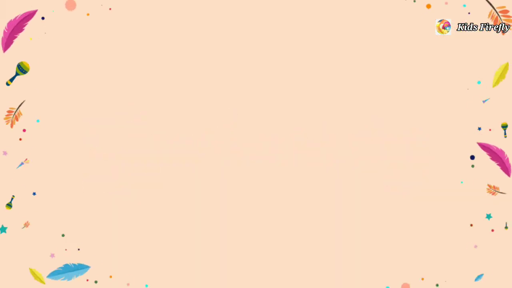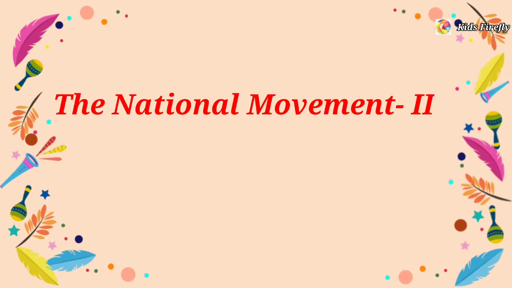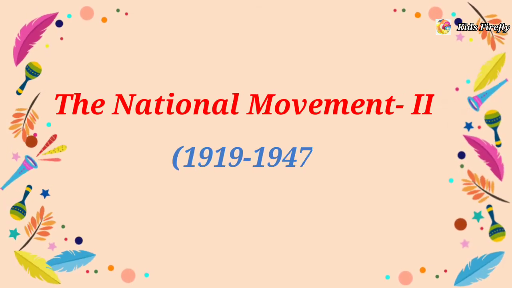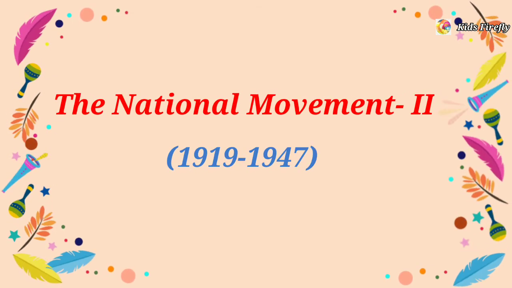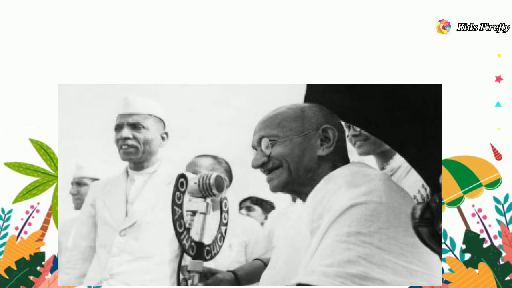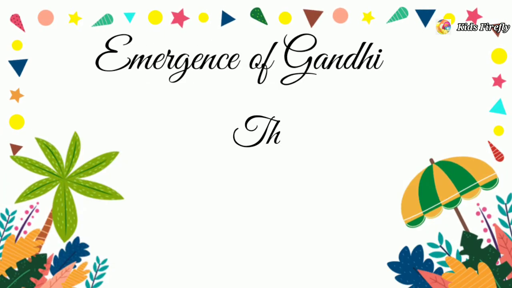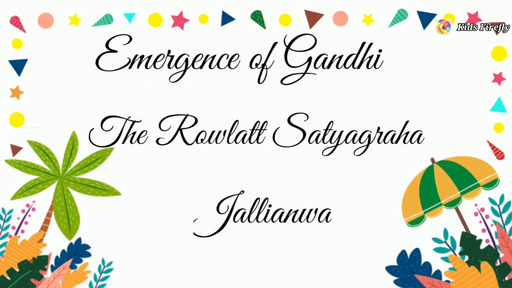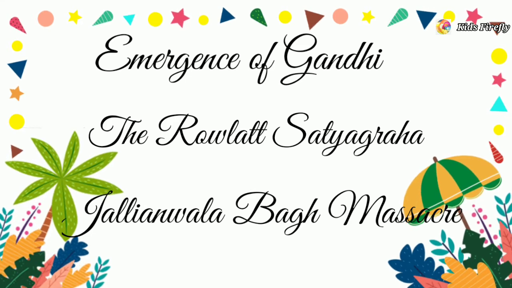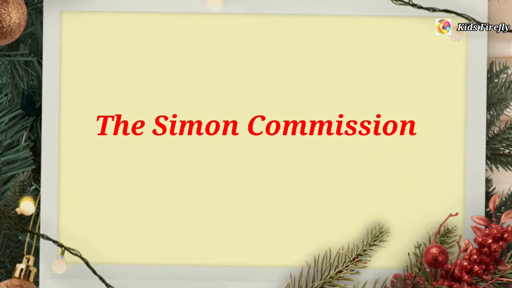We'll continue with our history lesson, the national movement, 1919 to 1947. In our previous video, we talked about the emergence of Gandhi, the role of Satyagraha, and the Jallianwala Bagh massacre. Today, we'll begin with the Simon Commission.